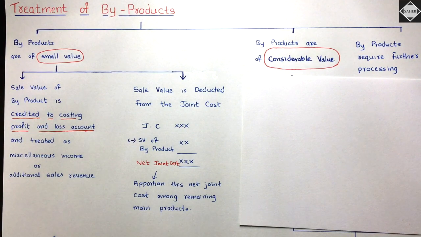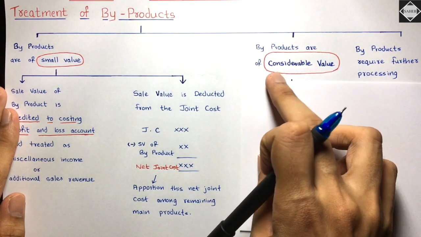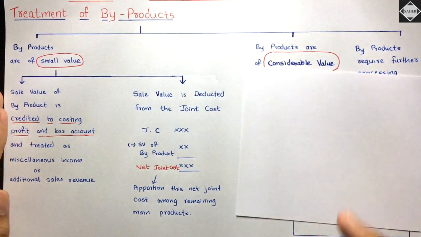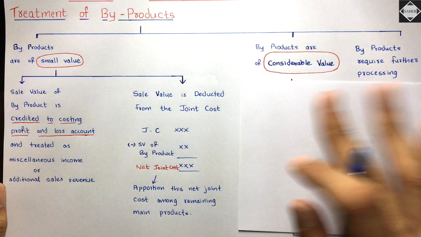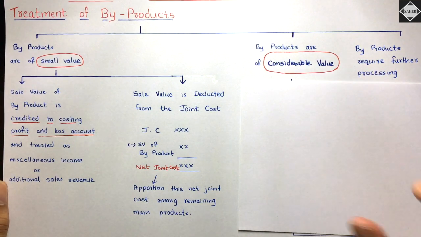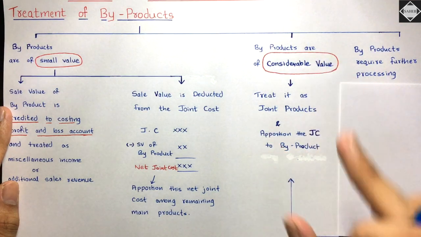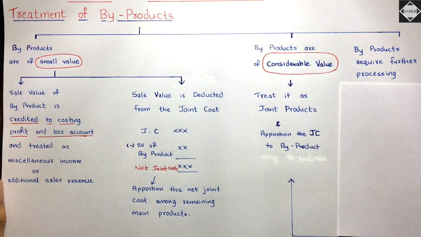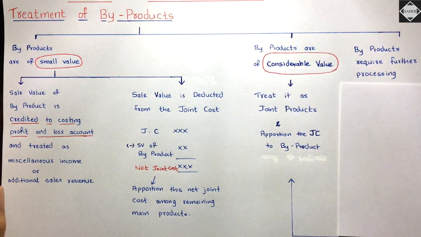So these are the two options available if byproducts have small value. And then we have one more thing over here. Byproducts are of considerable value. As I said, if it is 1 lakh, 2 lakh, but still it's lower than the joint product, but it's considerable. Is that clear? Right. So what you will do in this case, byproducts are of considerable value, very simple treatment, and most of the questions are based on this only.